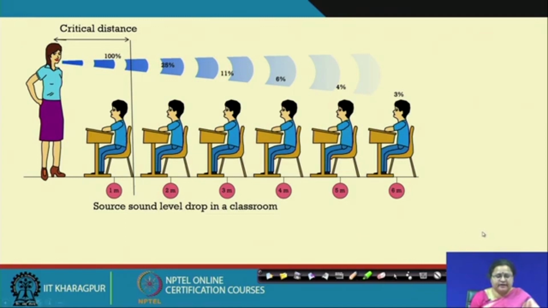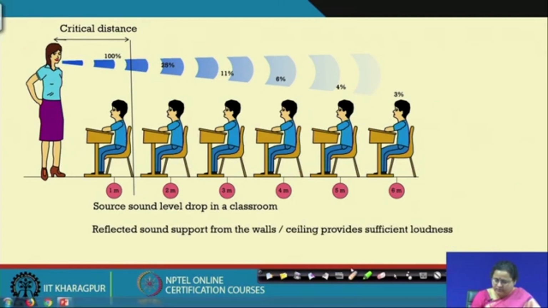And you see after this there is a marking of a critical distance, which is a function of many things which I am coming to in the next slide, after which the source sound and the reflected sound are matching. So, they are equal. Beyond this critical distance, it is only the reflected sound, and the source sound pressure gradually decays drastically.